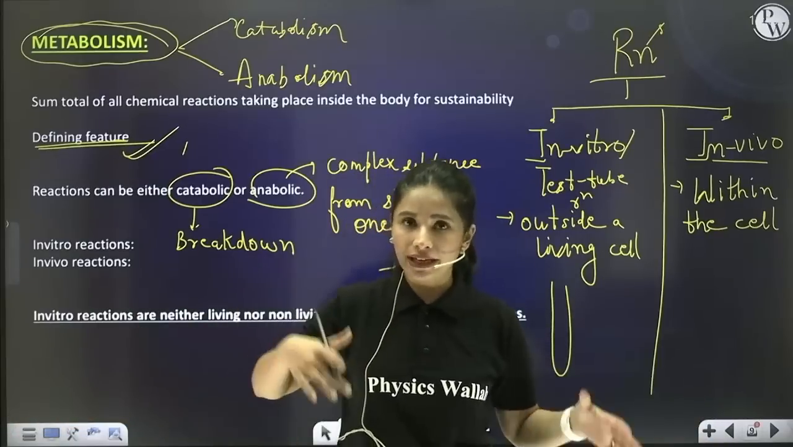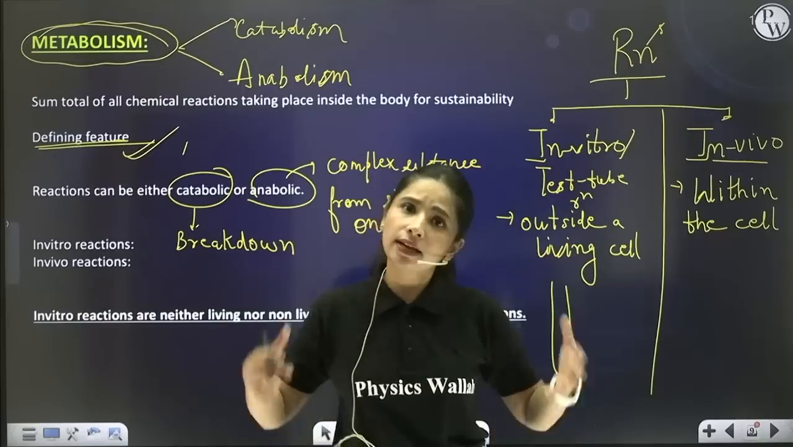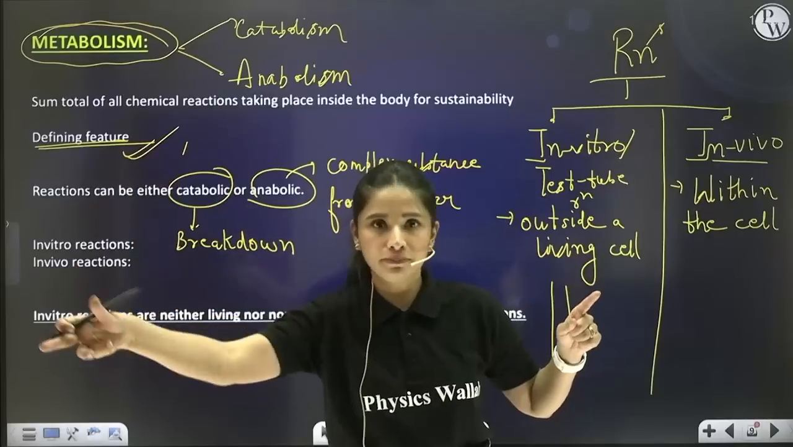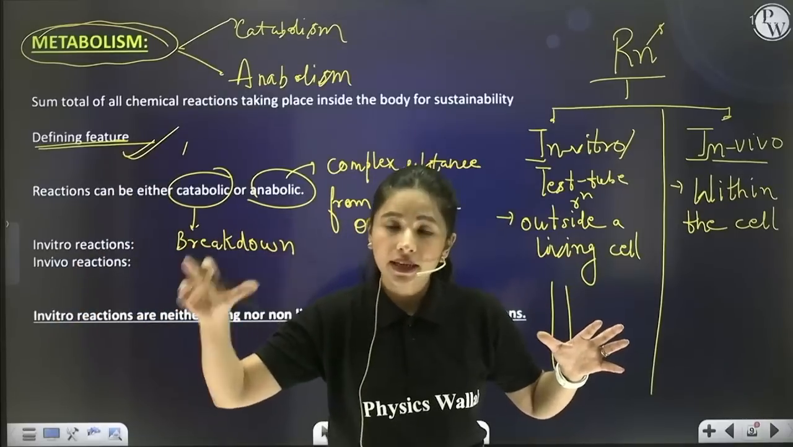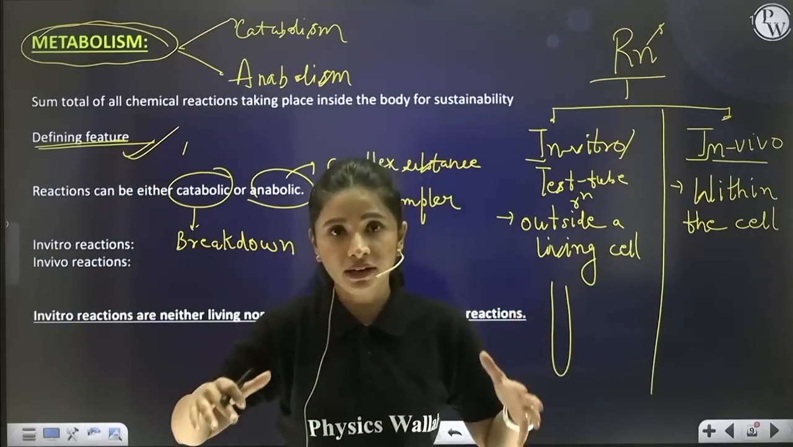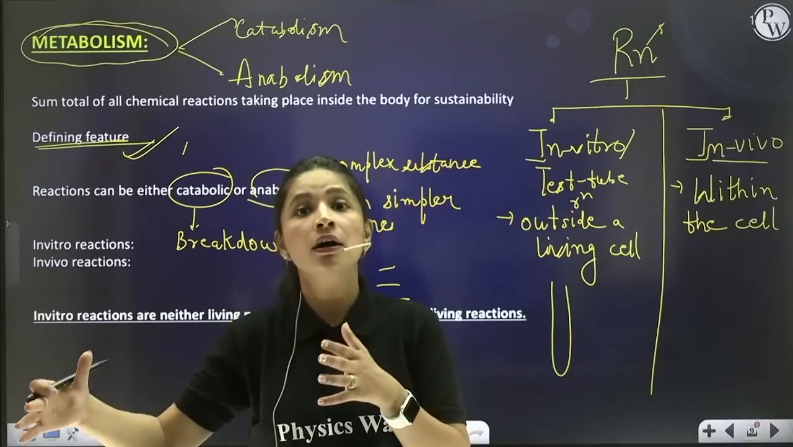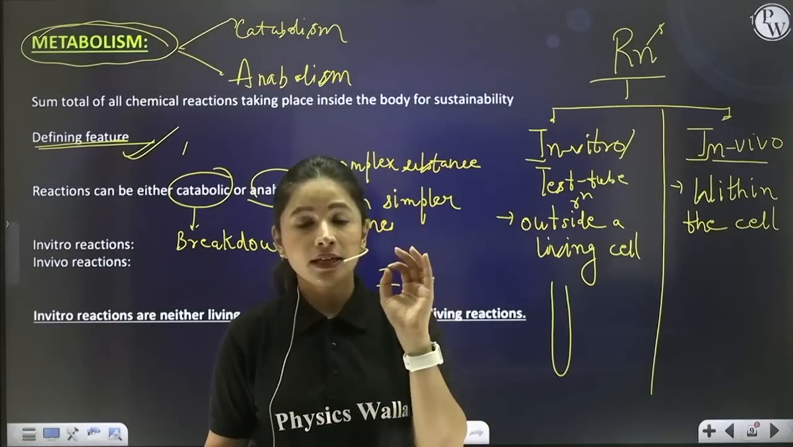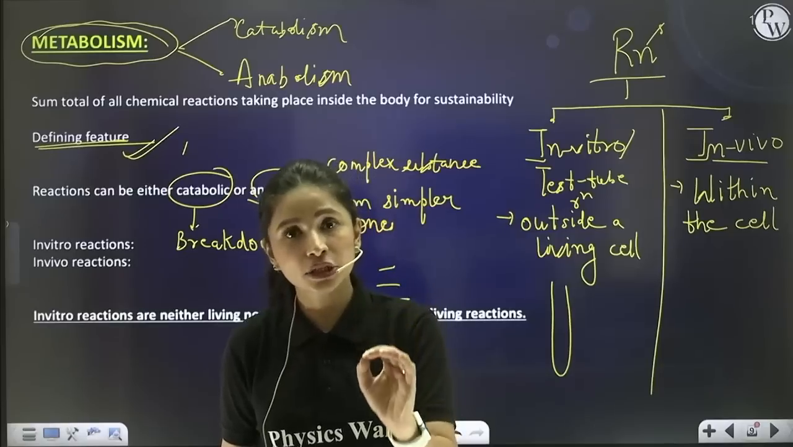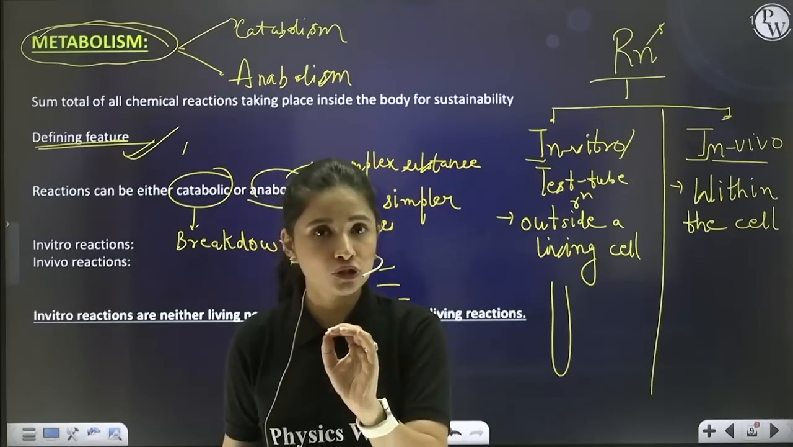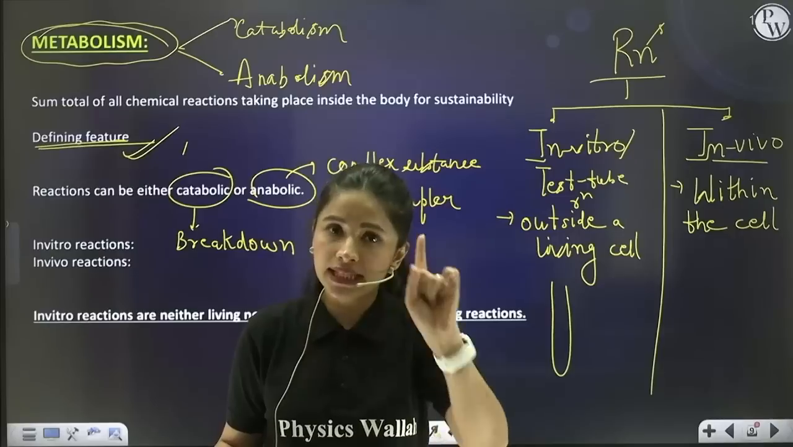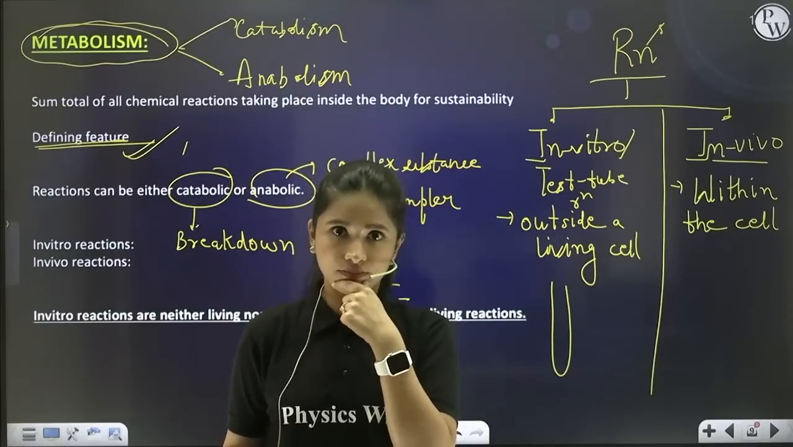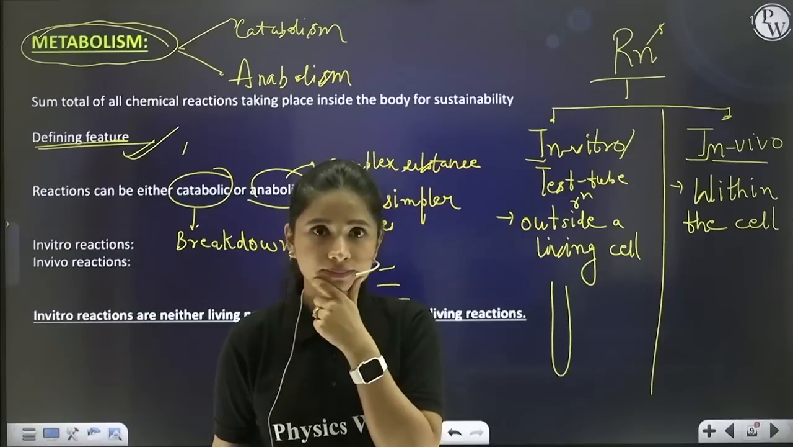So all those reactions taking place inside my body are in vivo, and they are multi-stepped. One after the other they are taking place automatically. But in a test tube, usually one reaction takes place at a time. Right? As a result, can you say that reactions taking place in a test tube are metabolism? Will they be a part of metabolism? Yes or no? What will be your answer to this?